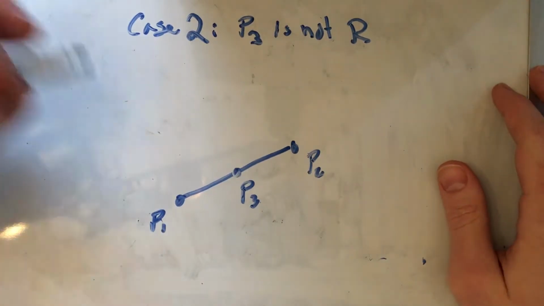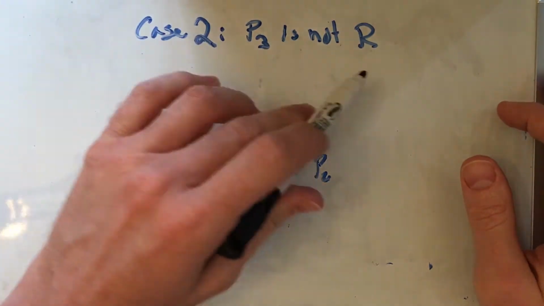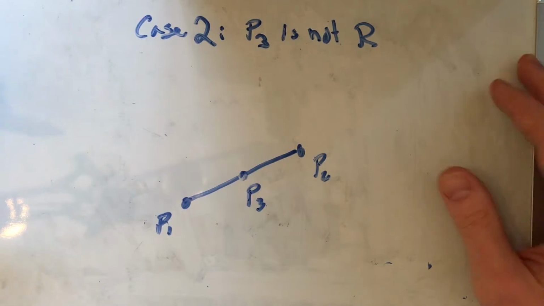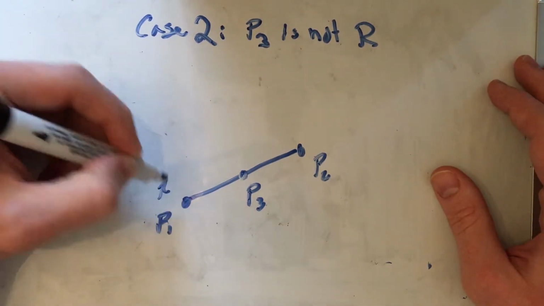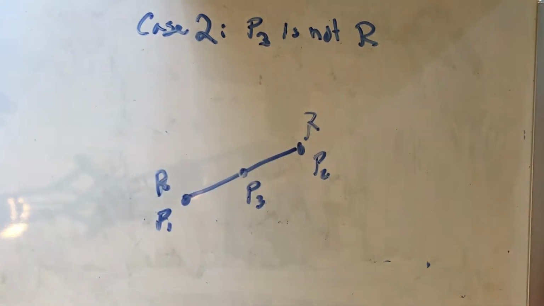Okay, so now we're back on case 2. Case 1 was P3 is red, so the opposite of that case would be P3 is not red. So this is pretty straightforward. Remember, these guys we already determined red, P1 and P2, and we're saying that P3 isn't.